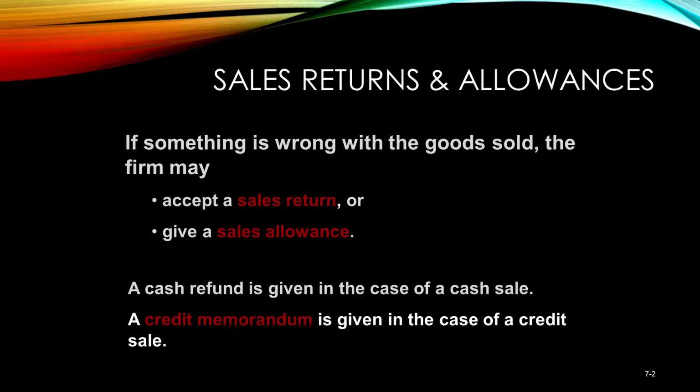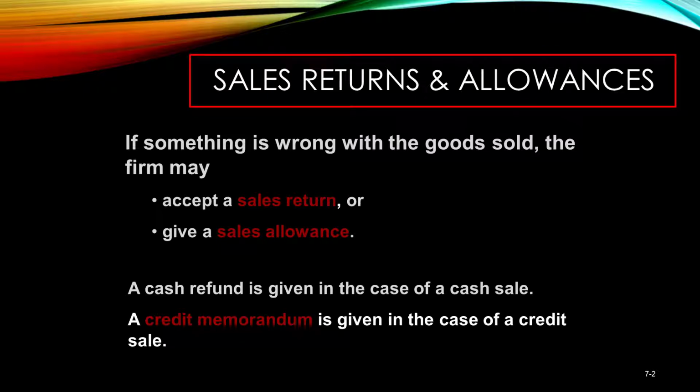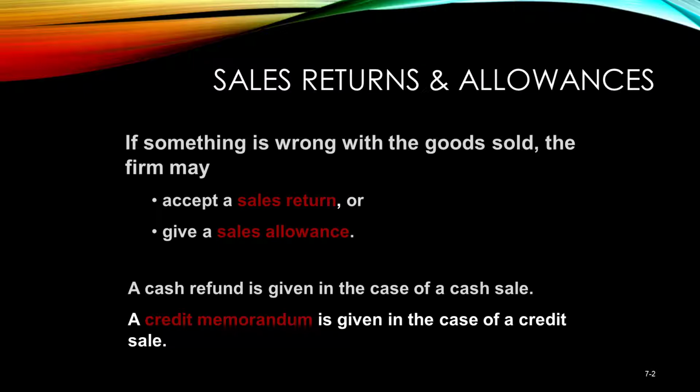Sometimes customers aren't happy with the product that the business sells. When this happens, a sales return or sales allowance is generally made. The sales returns and allowances account is a contra revenue account that keeps track of all customer returns. If the company originally sold the merchandise for cash, then a cash refund is given along with the tax paid. If the original sale was on account, then a credit memo is given. We will look at both of these transactions in a little bit more detail.